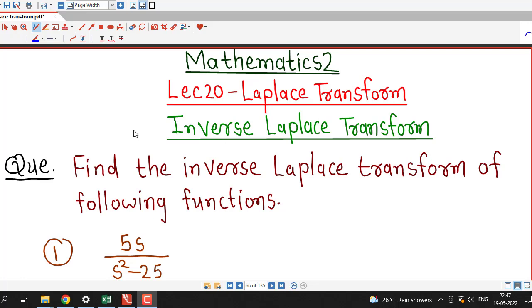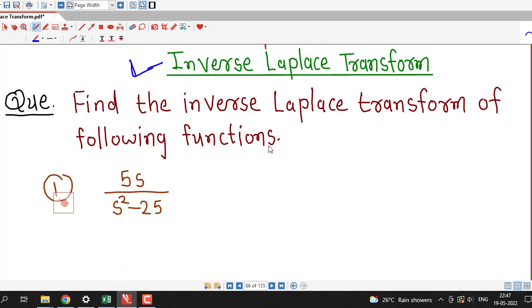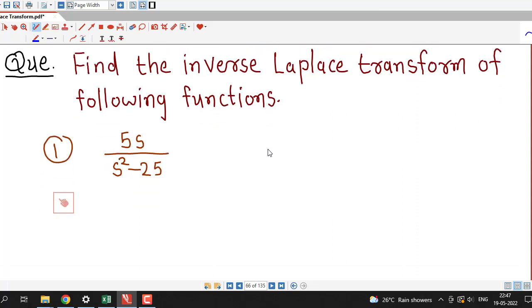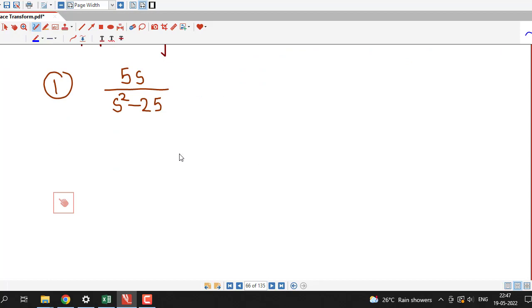In last lecture we have talked about inverse Laplace transform and we have seen inverse Laplace transform formulas for some standard functions. So using those formulas we try to find out inverse Laplace transform of these functions. We start with this first function, 5 times s divided by s square minus 25. So we have to find out inverse Laplace transform of this function 5s divided by s square minus 25.